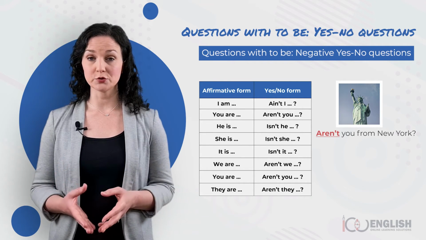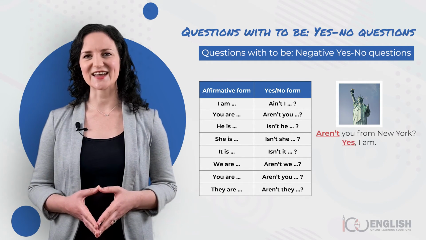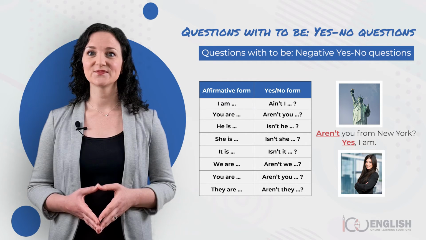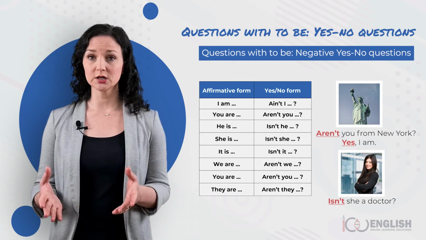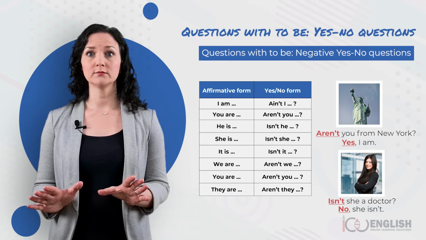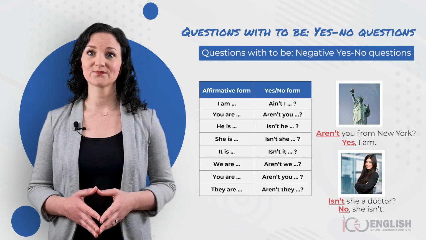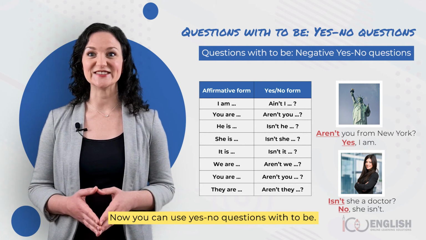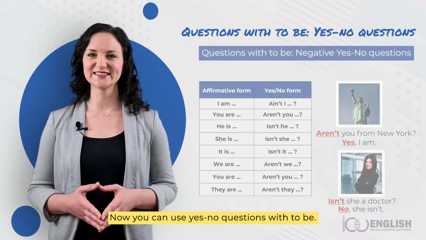Aren't you from New York? Yes, I am. Isn't she a doctor? No, she isn't. Now you can use yes-no questions with to be.